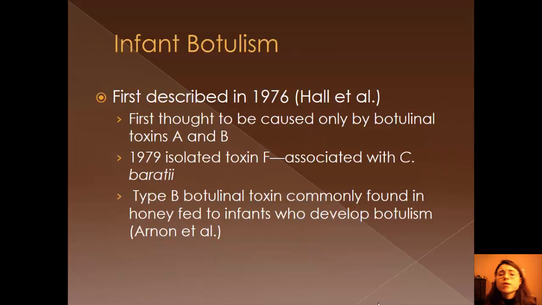Infant botulism was first described in 1976, and it was first thought to be caused only by botulinal toxins A and B. However, in the late 1970s, toxin F was isolated from Clostridium baratii in a fecal sample of one of the infants who was diagnosed with infant botulism. So we know that it's not just toxins A and B. Though these types of toxins are different, they function very similarly, so we'll be discussing that mechanistic pathway later on. Type B, it's important to note, is most commonly found in honey fed to infants who develop botulism.